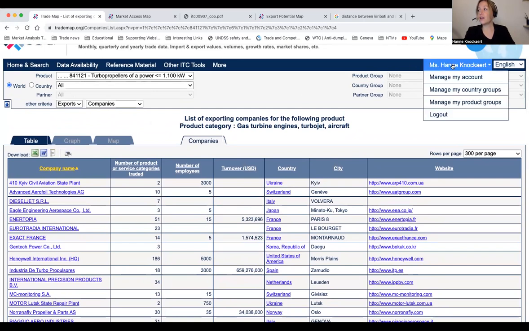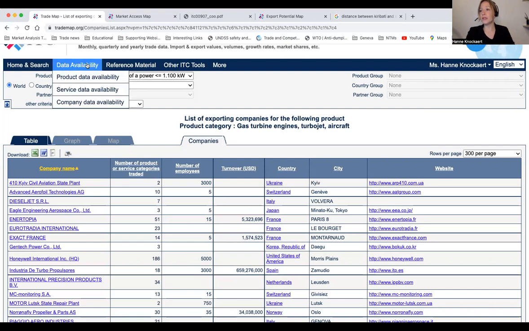Other than that, this tool allows you to manage some country groups. If you want to look into specific groups to group your information, you can create product groups here with your account. So please feel free to play around with that.